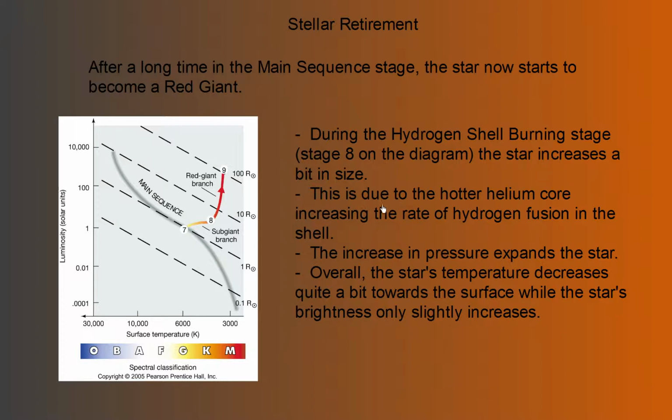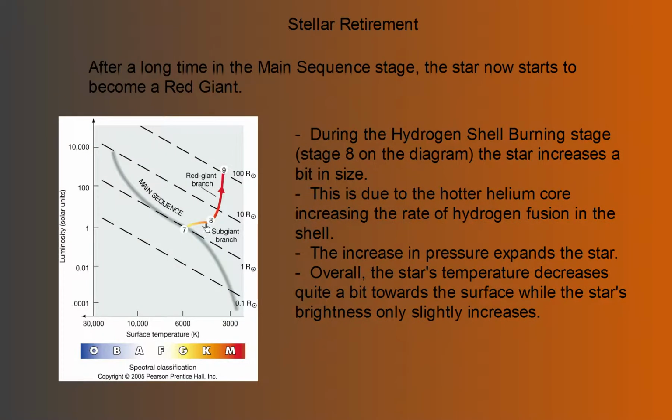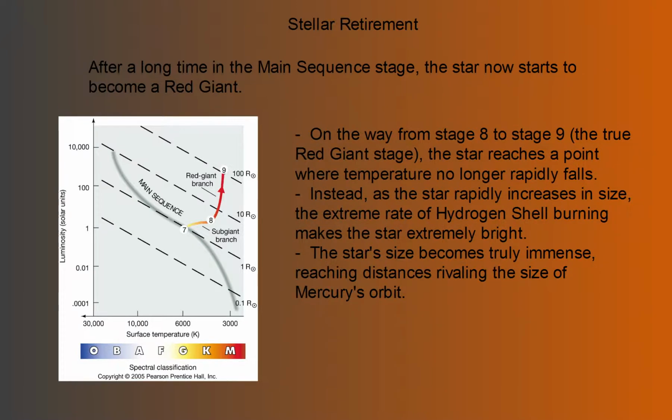Due to the hotter helium core, the increase in pressure expands the star. It's this increase in pressure from the fusing of hydrogen into helium in the shell here that expands the star out. And of course, as the star expands, it dissipates, spreads out, and so the energy spreads out, and overall the temperature drops a little bit. As you can see, it also only gets slightly brighter. Brightness is the y-axis, so to get brighter you go up on the y-axis, so we've only gone up a little bit from 7 to 8. And that's the subgiant branch.